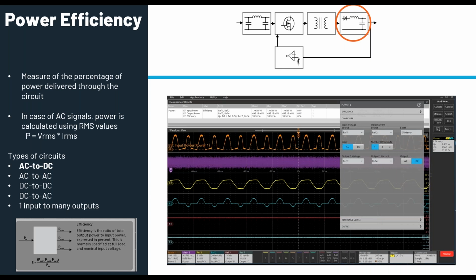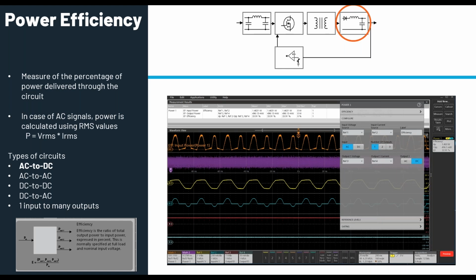Again, efficiency is a key performance metric that reflects how effectively a power supply converts the input power to usable output power. So it impacts a lot of things, especially the thermal performance. If it is not efficient, there'll be a lot of thermal losses in the form of heat. And also we can get to know the energy consumption statistics as well.